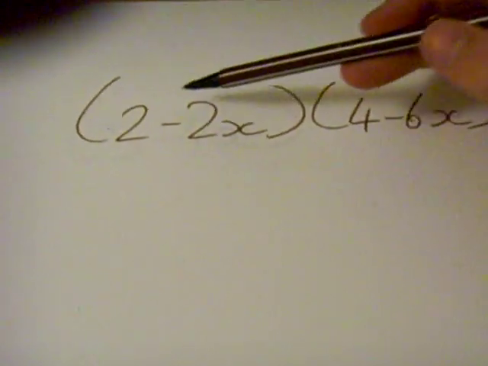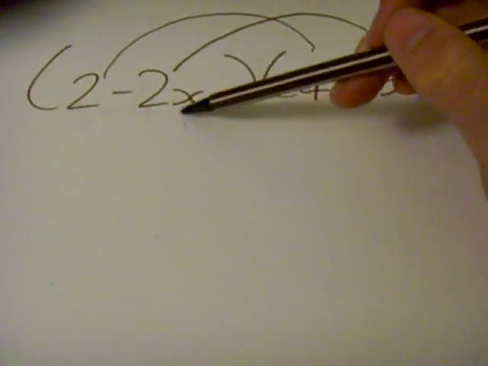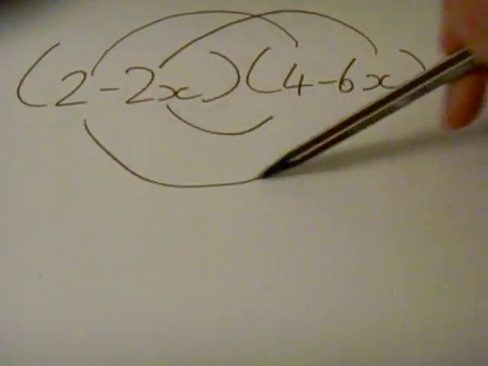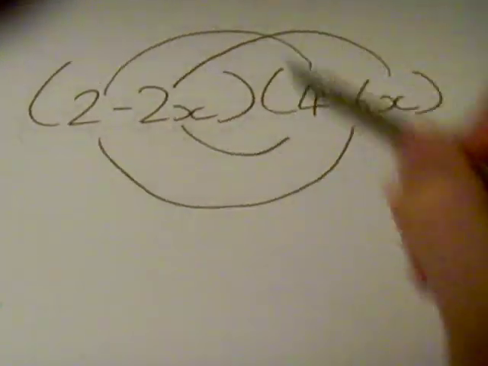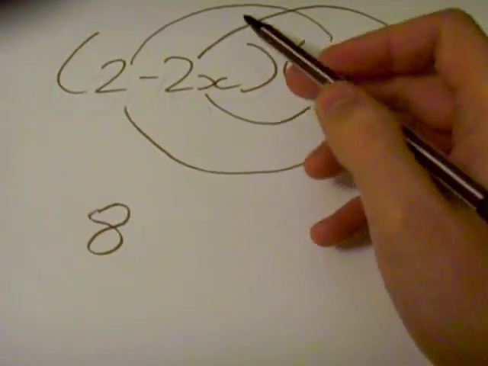But again, the method doesn't change. It's the same every time. So let's just put the numbers in. 2 times 4 makes life a little bit easier. We've got 8.